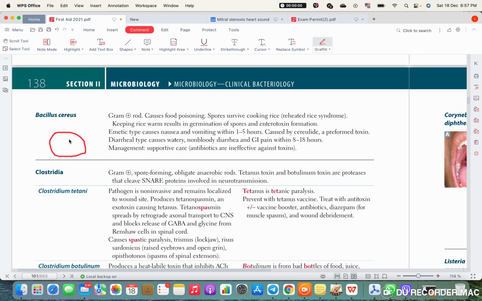Who needs some time to germinate after cooking? The spores. Yep. So the spores of the Bacillus cereus will start germinating. So they survive cooking rice, reheated rice syndrome. If you remember when we spoke about the spores, I told you how resistant they are. So keeping rice warm results in germination of spores and enterotoxin formation.